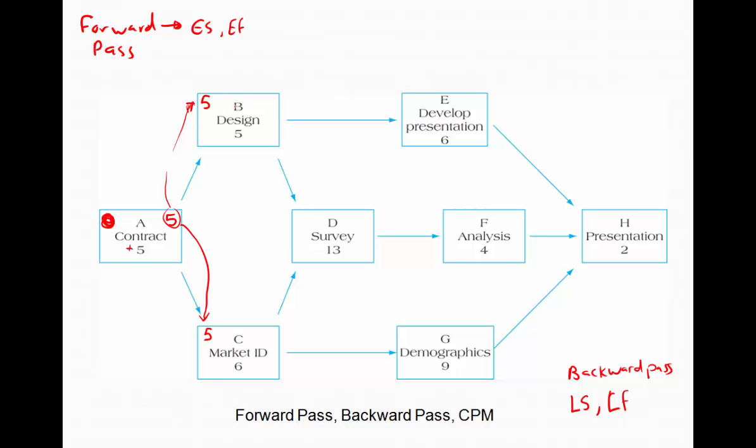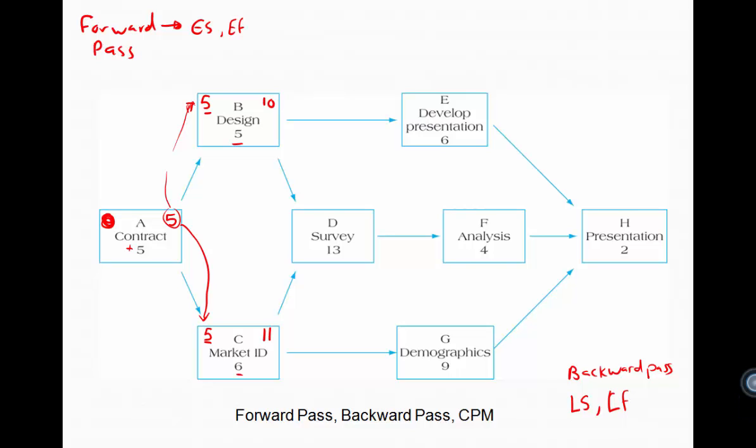Let's go back up to activity B and determine the early finish. Early finish is 5 plus the 5, which gives you 10. Down to activity C, 5 plus the 6 gives you an early finish of 11 days. Now let's look at activity D.